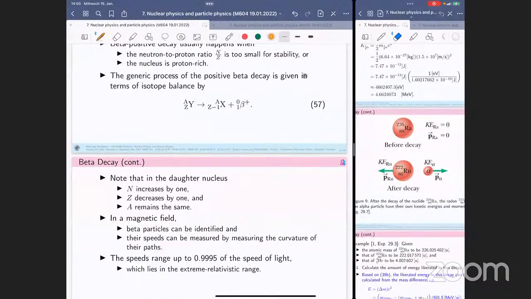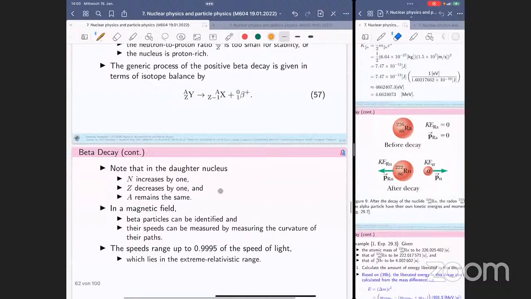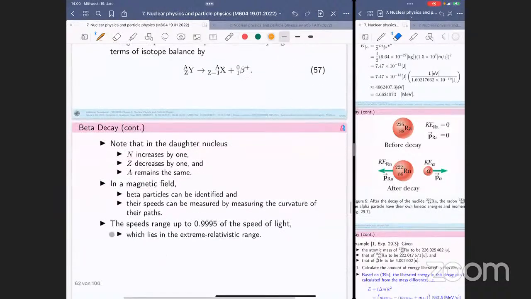And from the curvature, you can measure the radius and you can find the speed of this proton. So the proton can be identified because it has charge, right? That speed can be measured by measuring the curvature of their path, as I told you, measure the radius of the circular path of the positron.